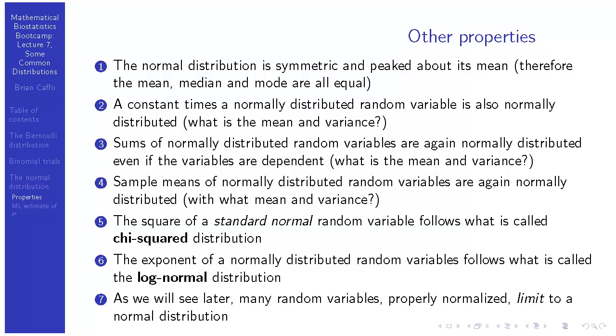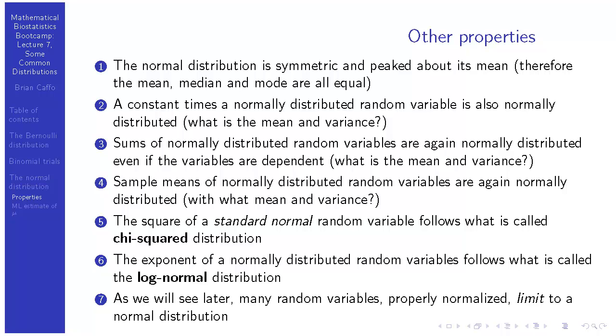Sample means of normally distributed random variables are again normally distributed. Again, this is true regardless of whether or not they're jointly normal and possibly dependent, or if they're simply a bunch of independent normal random variables.